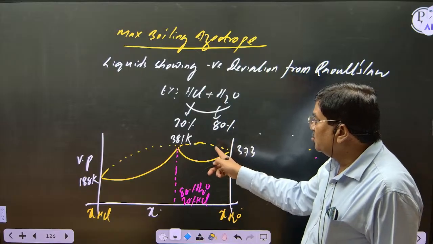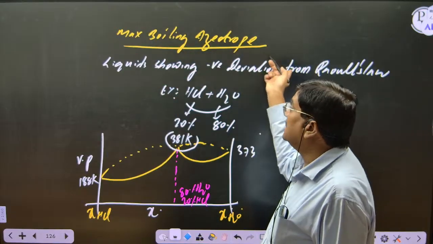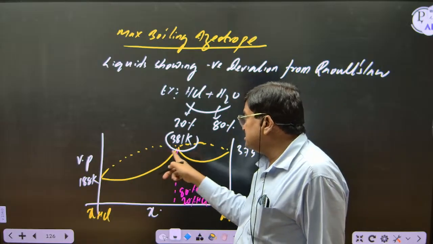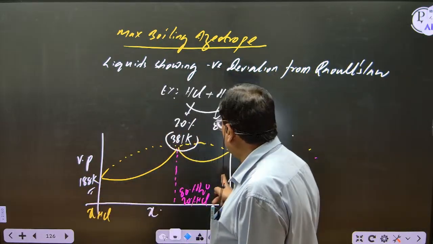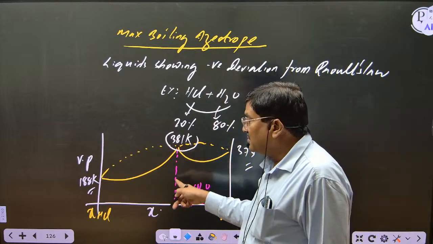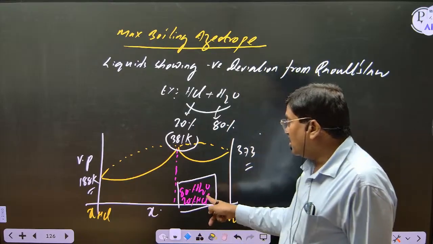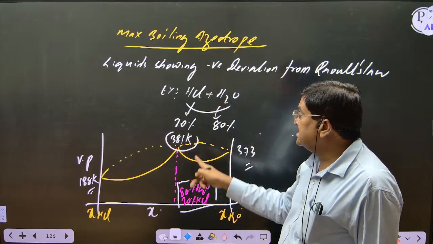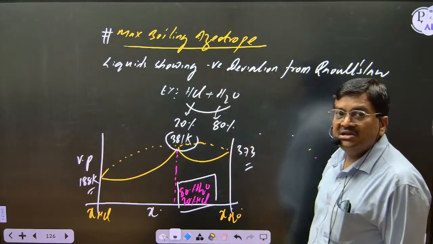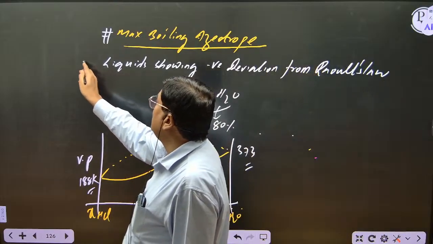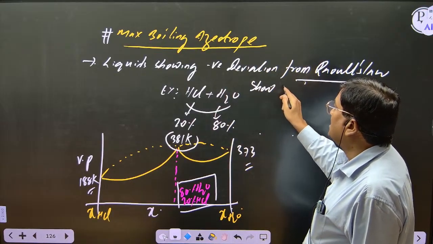Are both the liquids distilling higher than either of the two liquids or not? That's the reason we call it a maximum boiling azeotrope. Understood my point? Both distill at a temperature higher than either of the two liquids in the pure state. This has 188 Kelvin and this has almost 373 Kelvin, but both come out at a higher temperature, in a fixed proportion: 80% water, 20% HCl. Since it is negative deviation, it forms a maximum boiling azeotrope. Now write: liquids showing negative deviation will form a maximum boiling azeotrope.